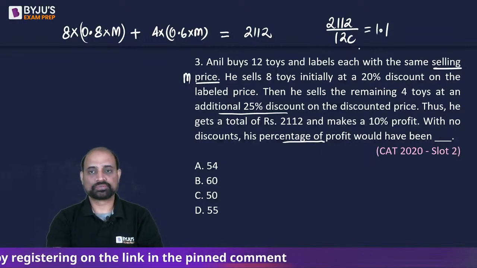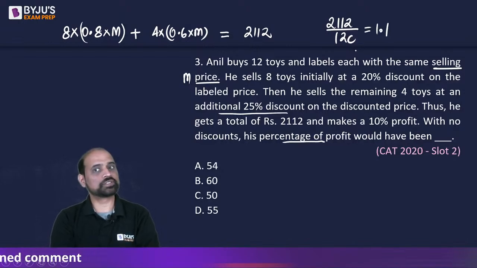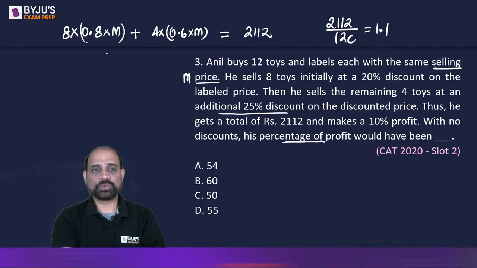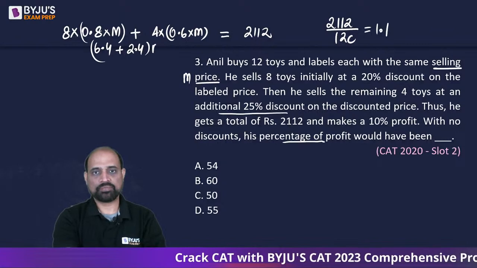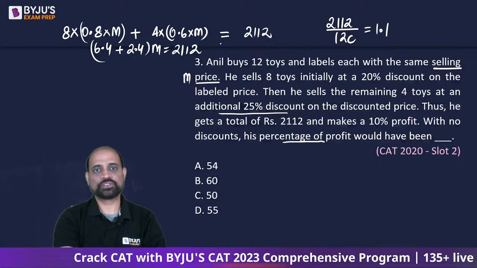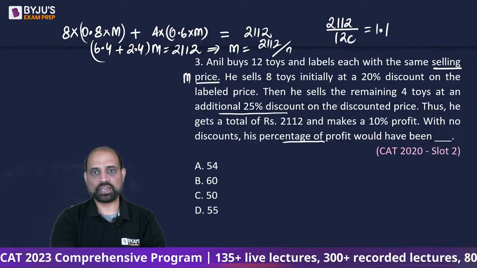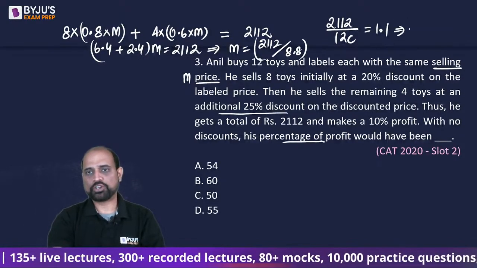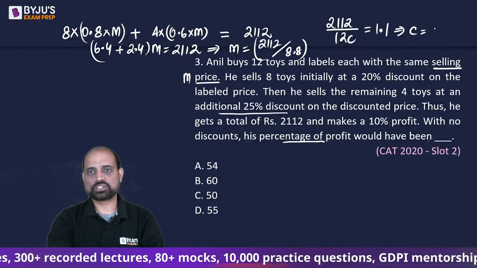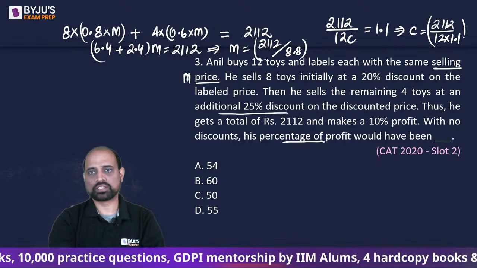So what we can do here is, this is 8 into 0.8, which is 6.4, plus 4 into 0.6, 2.4. 8.8 M is equal to 2112. This will result in M is equal to 2112 divided by 8.8. Let's not solve this. Wait another thing. From here, if I talk about the cost price, this is going to be 2112 divided by 12 into 1.1. This is the cost price.